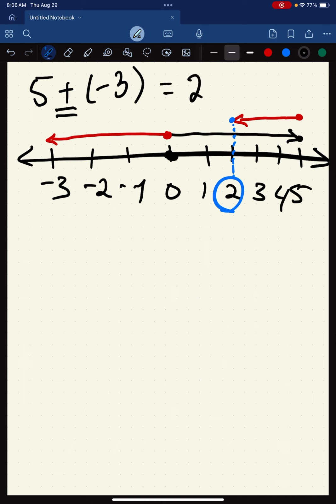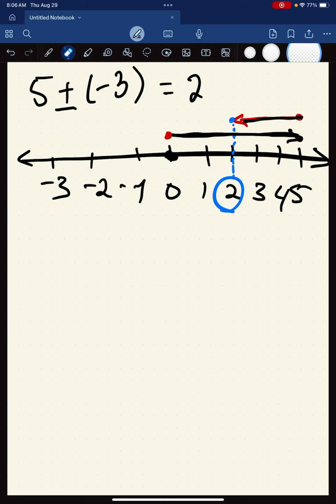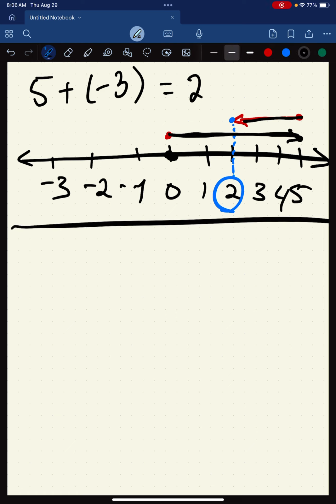We're saying that, and let me get rid of this here, if we go over 5 and then to the left 3, we're going to get to 2. This isn't 5 plus or minus if you're familiar with that notation. I was just underlining it. So let's do another one. Let's do a simple one, probably one we should have started with. Let's do 2 plus 3.